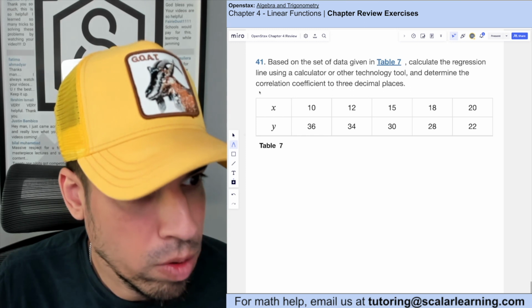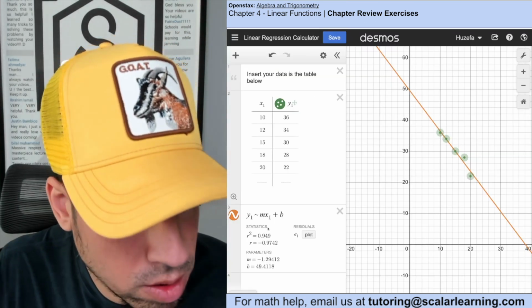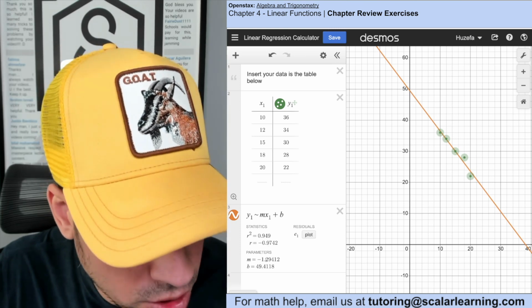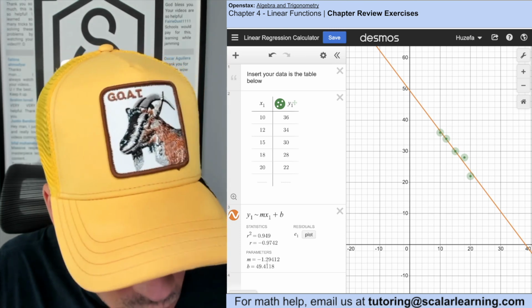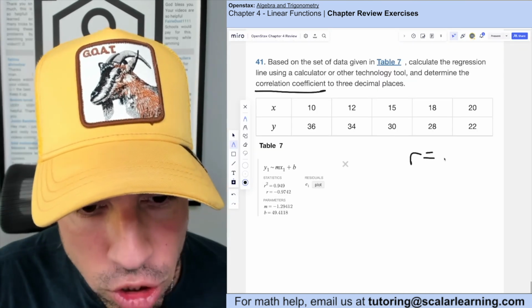For this question, we're going to use the linear regression calculator on Desmos to do this calculation and then find the correlation coefficient, all that good stuff. When you plug in these points, these are the values that you get for R, the correlation coefficient, and then the slope and the y-intercept. So let's get those values and write it all out.